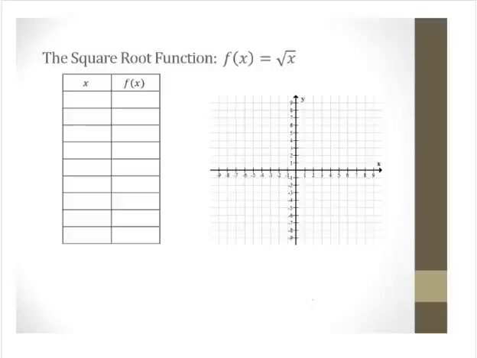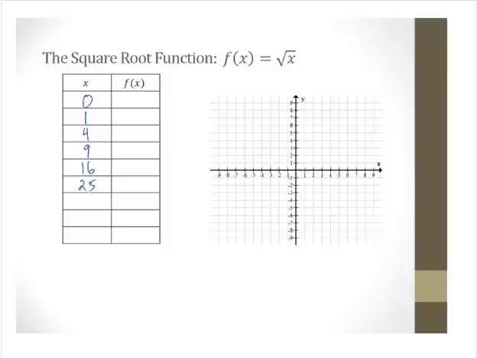The square root function, f of x is equal to the square root of x. Now we have restrictions here. Recall that if we're dealing with real numbers, we can't have negative values under the radical. So I'm going to start with 0, and then I'm going to choose numbers carefully so that my outputs will be nice. I'm going to choose 1, 4, 9, 16, 25. I'm choosing perfect squares because they have nice square roots.